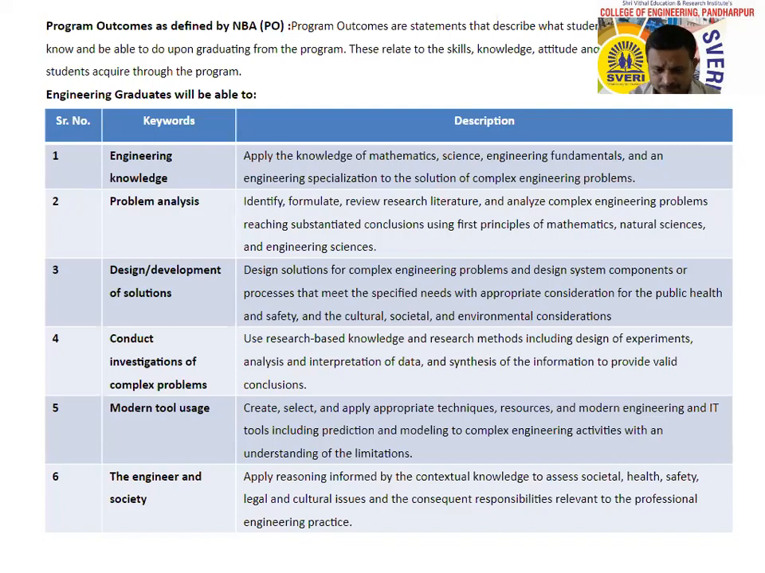Therefore, whatever the expectations of all the stakeholders are, that institute satisfies them. Program outcomes are the statements that describe what students are expected to know and be able to do upon graduating from the program. These relate to the skills, knowledge, attitude, and behavior that students acquire through the program. Therefore, the 12 POs are divided into these 4 categories: skills, knowledge, attitude, behavior.